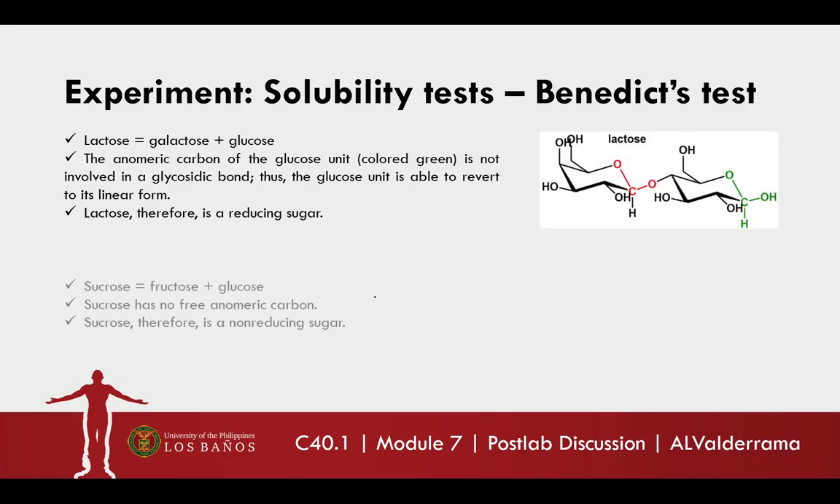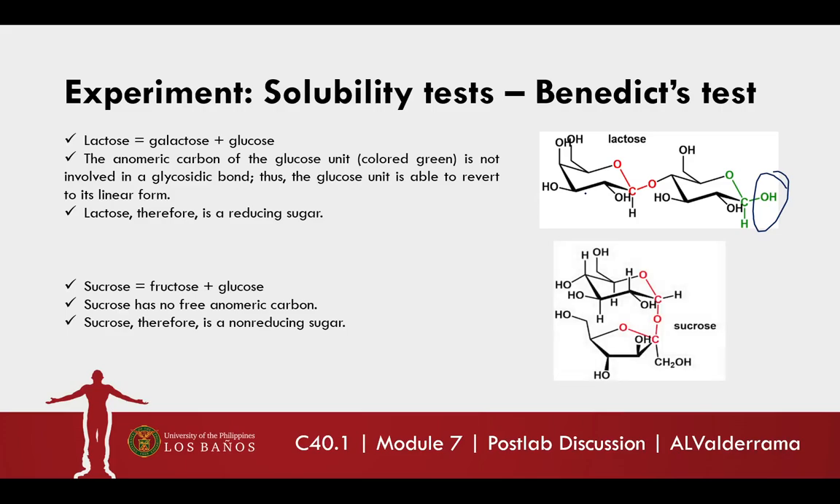So, dito, we have your lactose. Your lactose is composed of galactose and glucose. So, the anomeric carbon of the glucose unit is not involved in the glycosidic bond. Hence, it is able to revert back to its linear form. So, ito yun. Ibig sabihin, this is now your reducing sugar. Since meron kang free anomeric carbon.